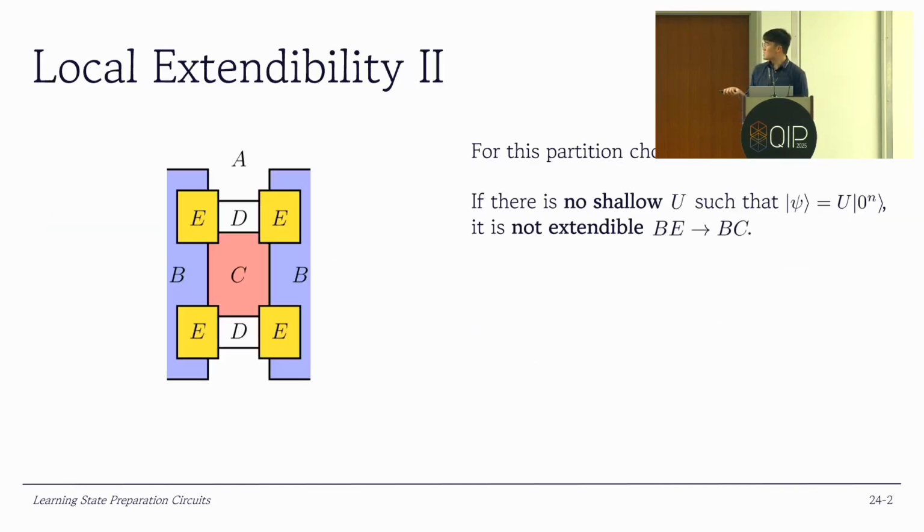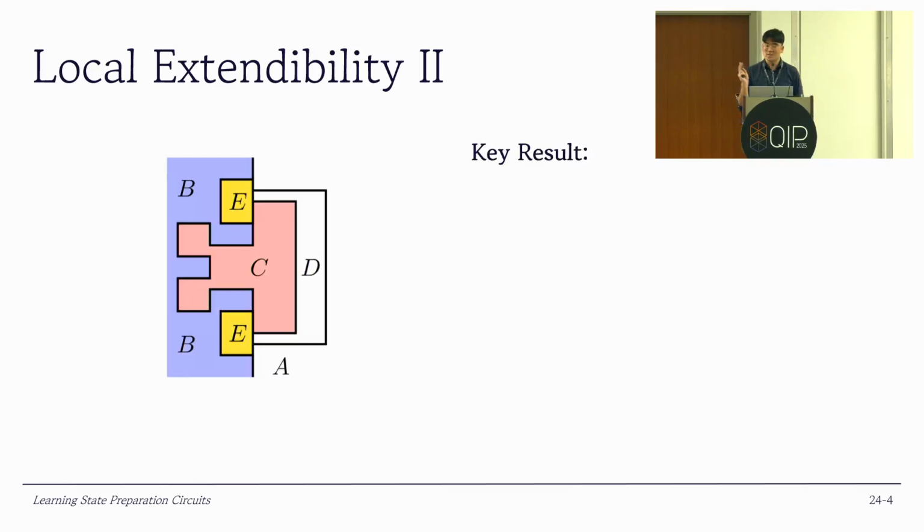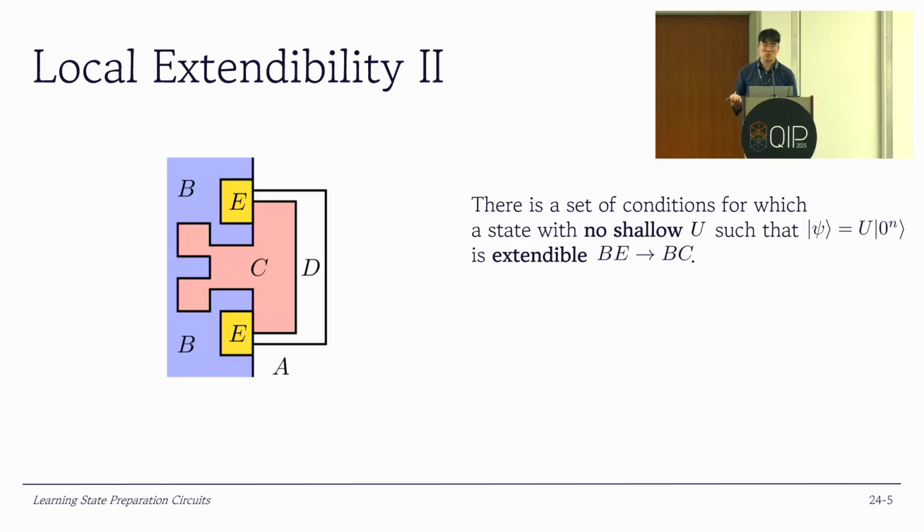Then we have a slightly different issue coming up, where in the case of the original partition choice that we had, there is no such shallow unitary. If there is no such shallow unitary, then extendability from BE to BC does not hold in this particular partition case. However, if you slightly change the partition and change it into this essentially, there is actually a set of conditions for which a state with no shallow U, such that this is the case, is actually extendable from BE to BC.